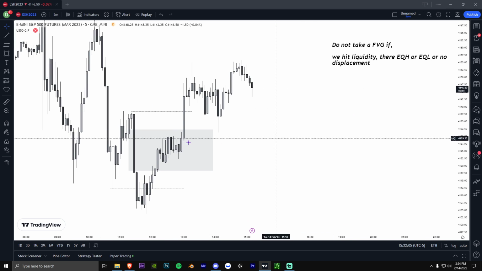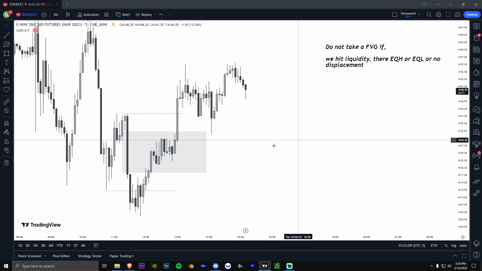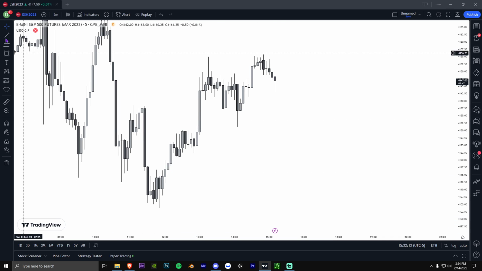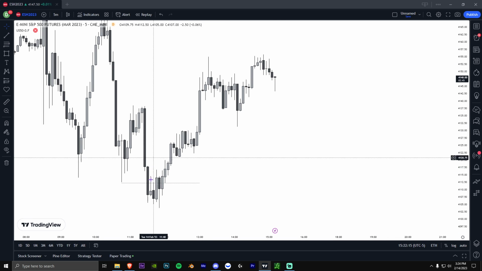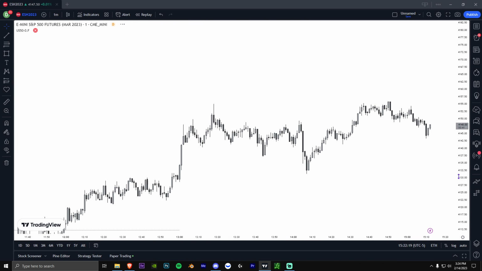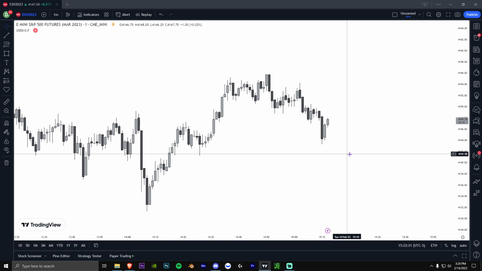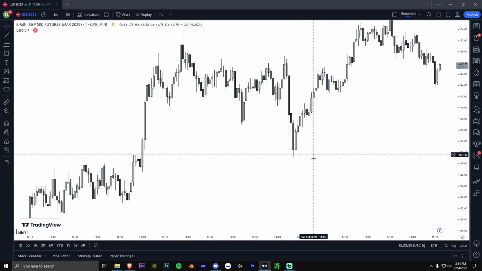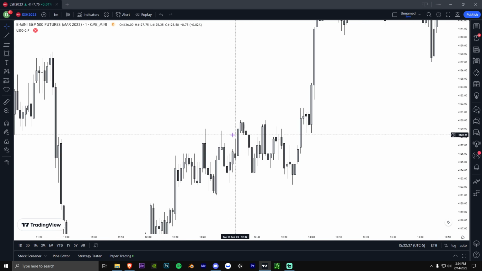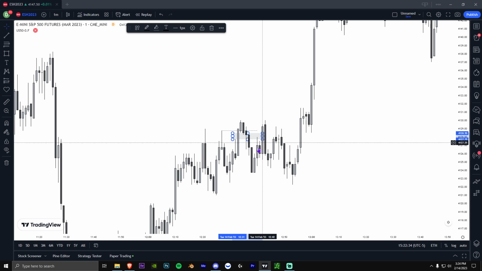There's equal highs or equal lows, so even if we didn't hit liquidity here, but there still are equal highs, I still would not short this. Or there's no displacement, okay? I would argue there is a decent amount of displacement under this low, but if you go to a fair value gap such as, let me see, like this one right here, okay? See how there's not really any displacement above there, and then we just dump through this tiny fair value gap.